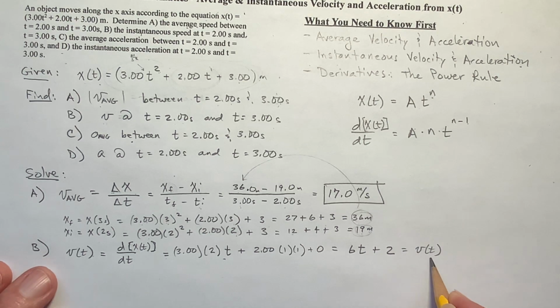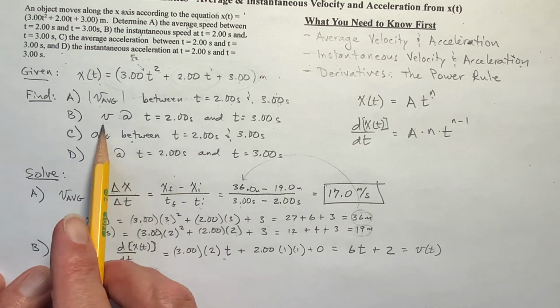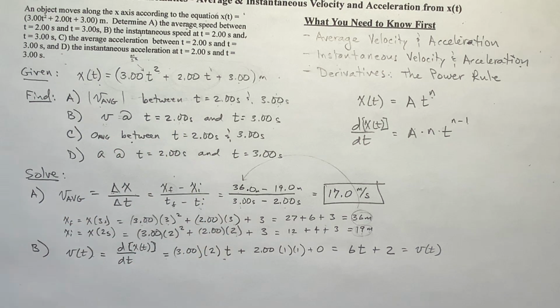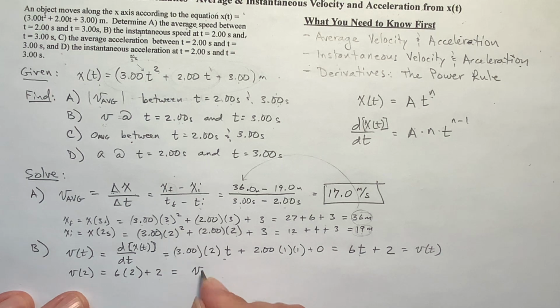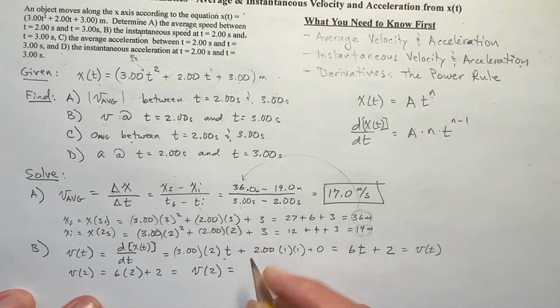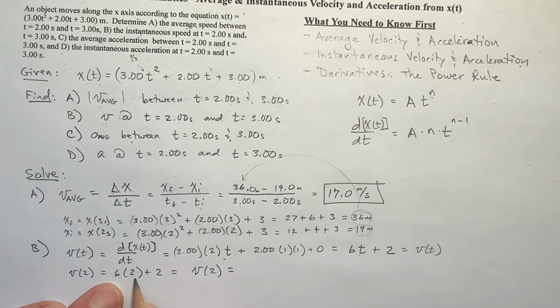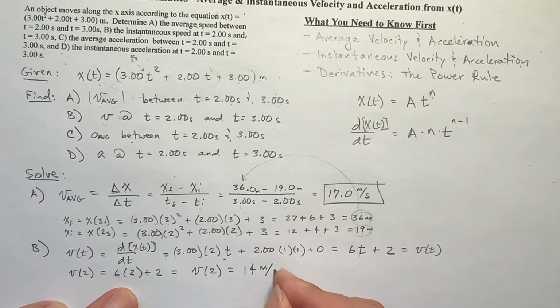Okay. Now what they want to know is, what is that velocity at 2 seconds? Well, all you have to do is plug in 2 seconds. So the velocity at 2 seconds is just 6, and then for t, we plug in 2 seconds, plus 2. And so this is equal to my instantaneous velocity at 2 seconds. 6 times 2 is 12, plus 2 is 14. And it will have units of meters per second.